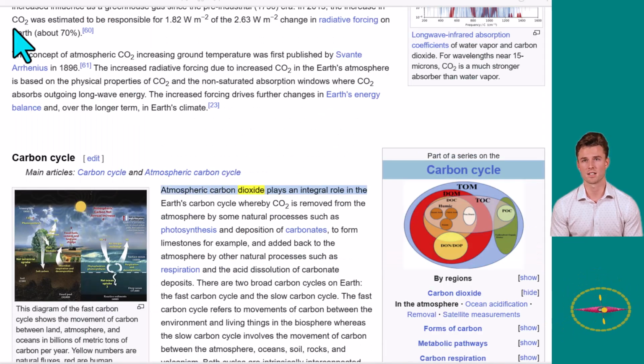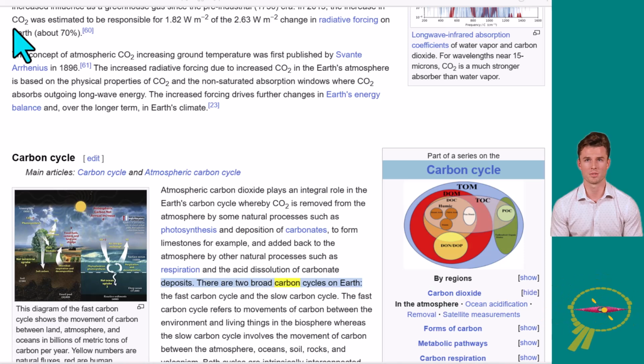Atmospheric carbon dioxide plays an integral role in the Earth's carbon cycle, whereby CO2 is removed from the atmosphere by some natural processes such as photosynthesis and deposition of carbonates, to form limestones for example, and added back to the atmosphere by other natural processes such as respiration and the acid dissolution of carbonate deposits.